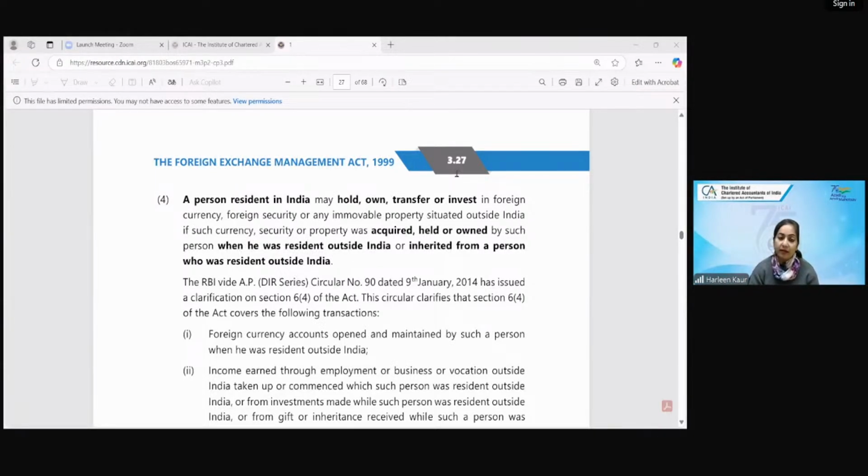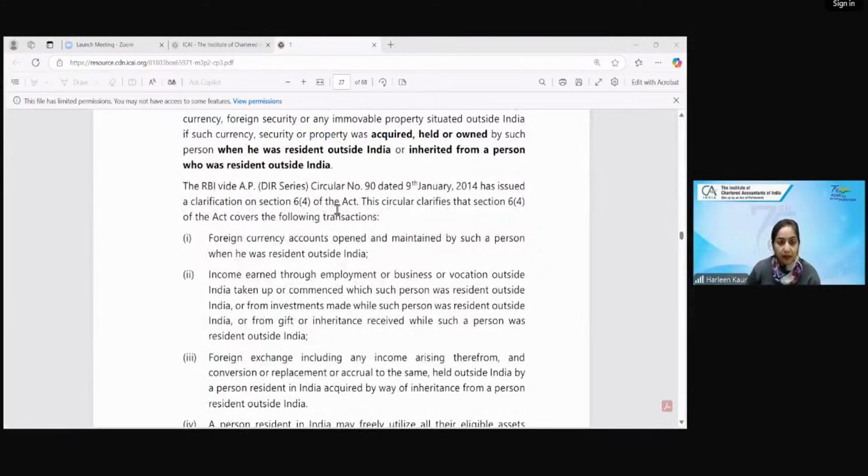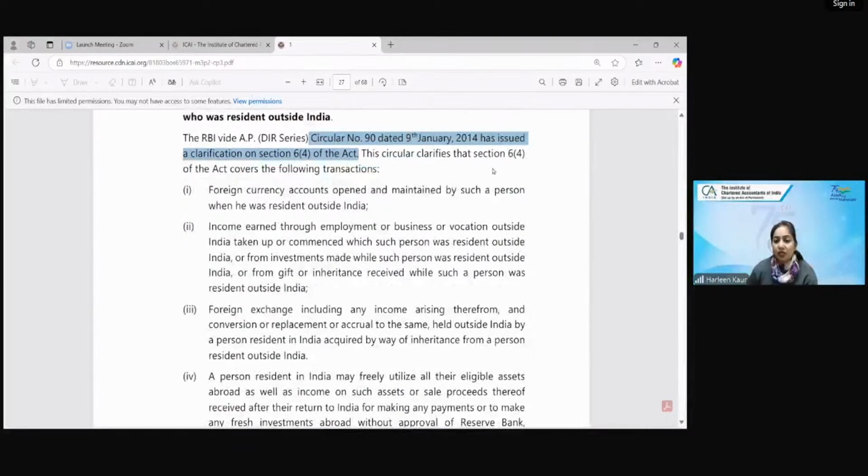Shah Rukh Khan has a number of flats in Dubai. His children can also inherit them. When he dies, his children will get the inheritance of this outside property. Is that clear? Now again, there are so many circulars here, and you don't have to remember the names of the circulars, but a new circular dated 9 January 2014 came, which talks about the following transactions to be seen. Let us talk about section 6, subsection 4 of the Act, which covers the following transactions.